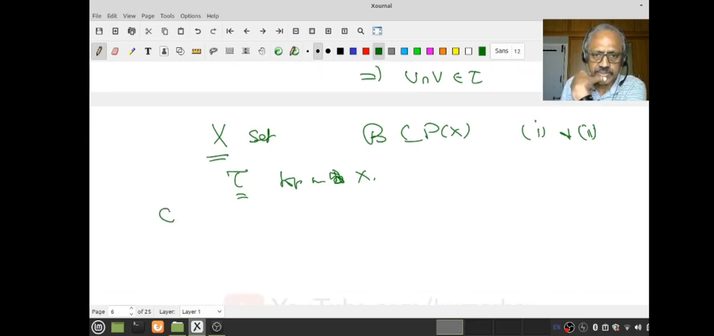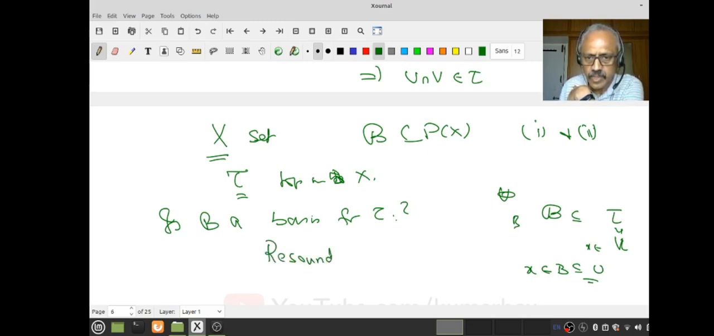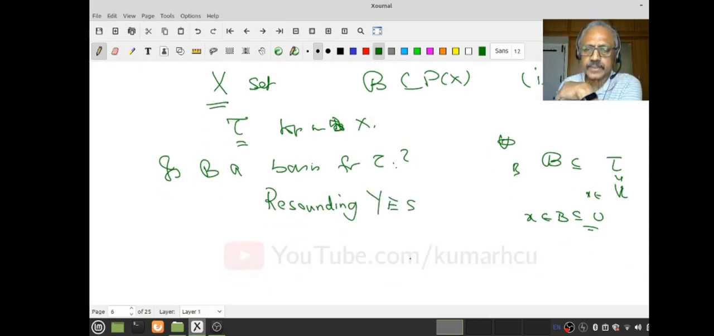Now next question is, is B a basis for tau? Of course, by very definition. Why? Because when do I say, if you give me a topology tau and a collection B, when do I say this is a basis? Give me any U in tau and any x in U, then I have to show that there is a B in B such that x belongs to B and B is contained in U. But that's how we defined tau. Do you understand? Okay, a resounding yes. Okay, so we are done with that.